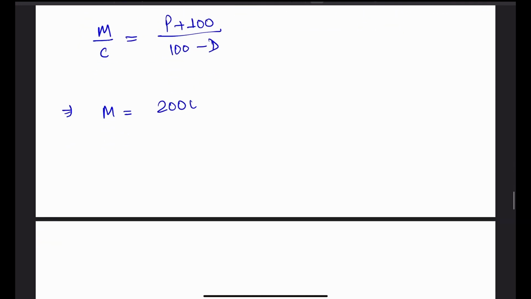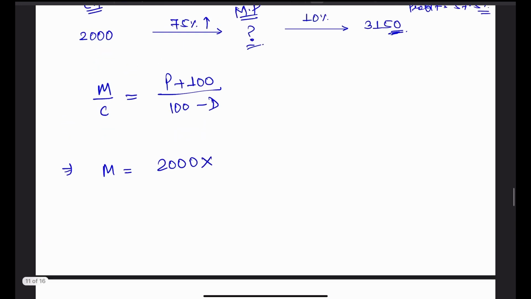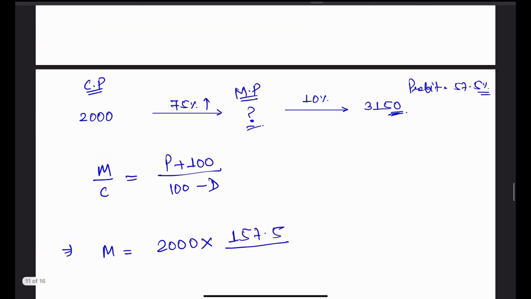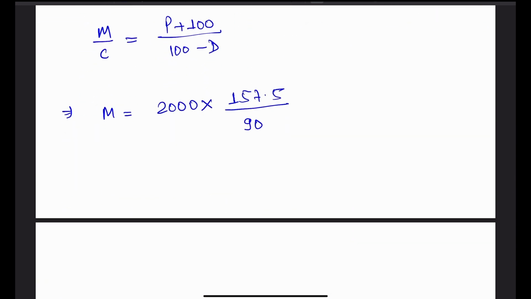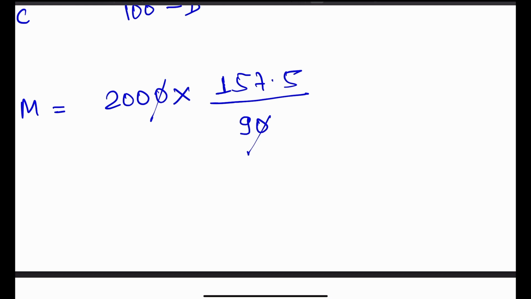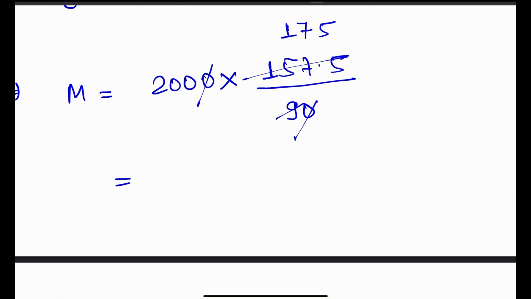So 2000 into 157.5 divided by 100 minus D, that is 90. Right? So the 0 will go away. Let's see if it's divisible by 9. 1 plus 5 is 6, plus 7 is 13, 13 plus 5 is 18. So yes, it's divisible by 9. How much is 1575 divided by 9? 175. Multiply this by 20. So how much? 3500.